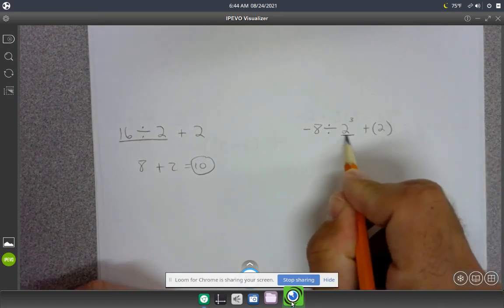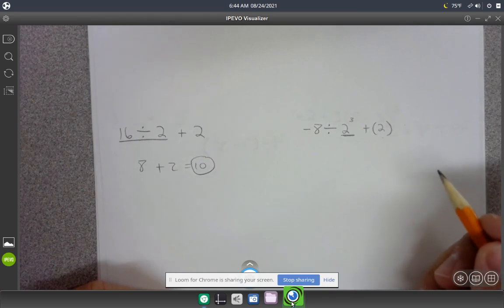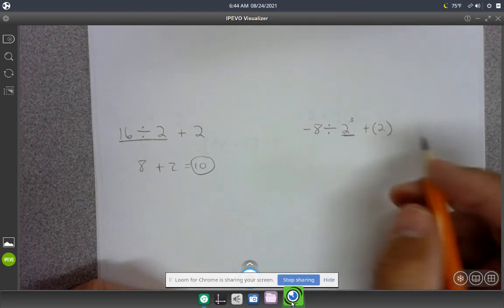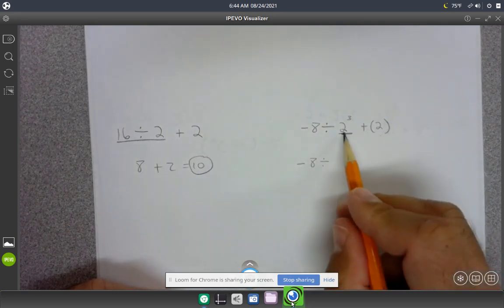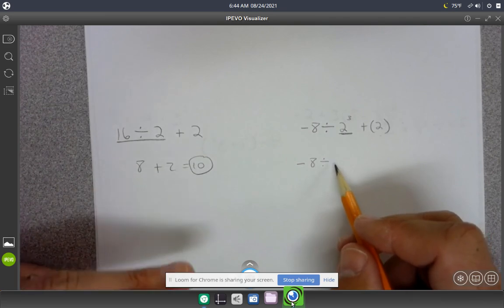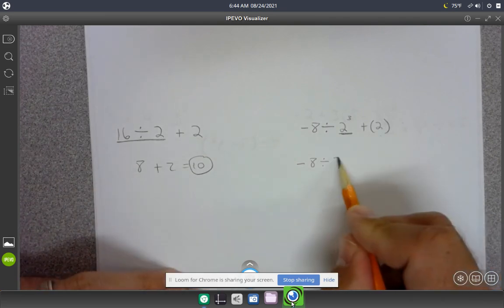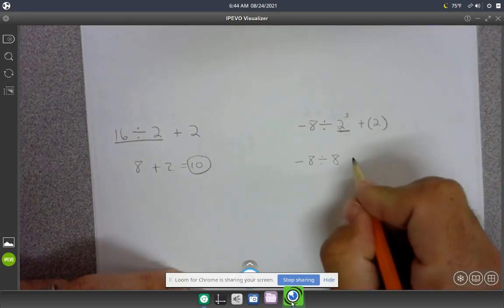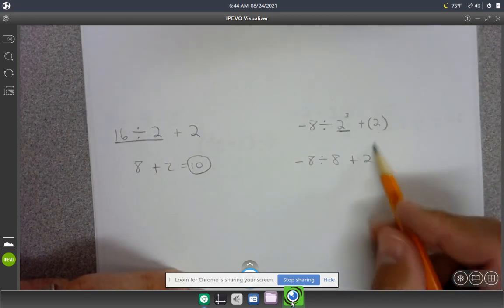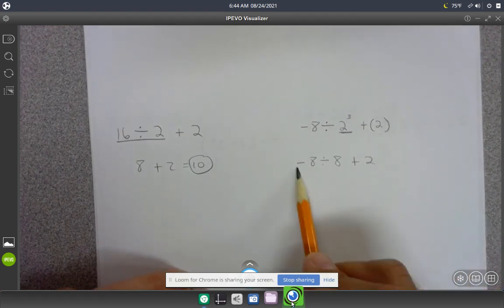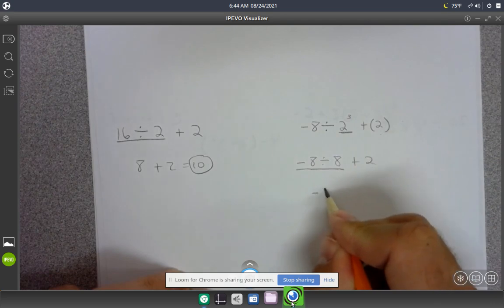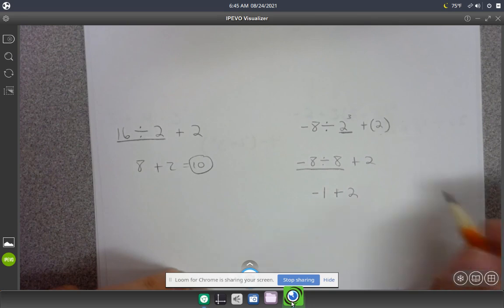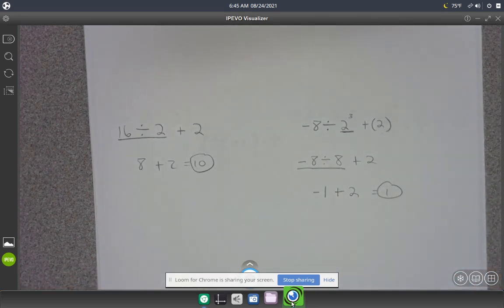So the exponent here, that's actually going to be our first step. Exponents before division. So it's going to be negative 8 divided by 2 to the third power, which is 2 times 2 times 2, which is 8. And then plus the 2. You can keep it in parentheses if you want to, but it doesn't matter. All right, division, we have negative 8 divided by 8. That's equal to negative 1. And then negative 1 plus the 2, that'll equal positive 1. Got it.